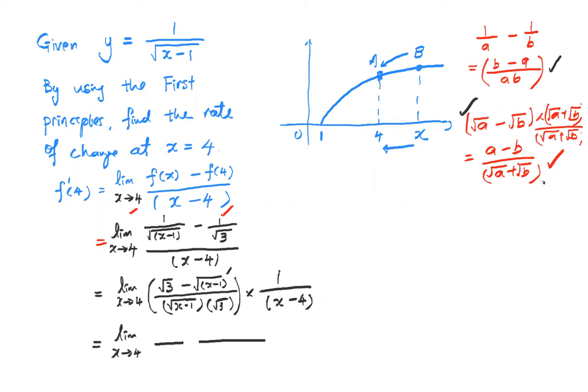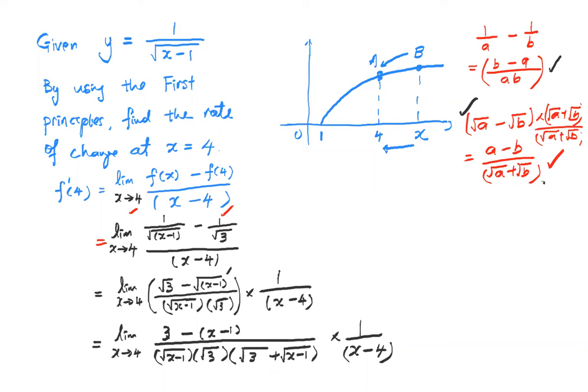So that means the top here is root 3, take away, please put in the bracket, x minus 1. Bottom, I got this. And I got square root of what? Square root of 3, that is your A, plus square root of x minus 1, close, times 1 over x minus 4. Got it? So when you simplify this, the top, you will get x minus 4, correct?